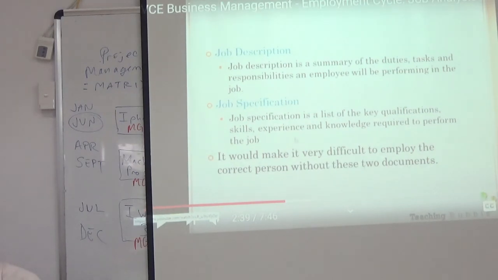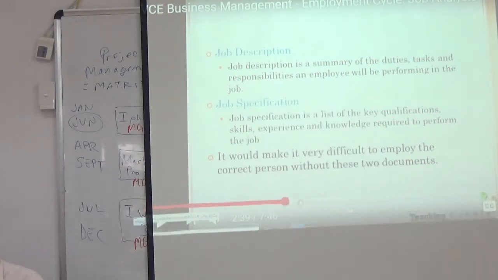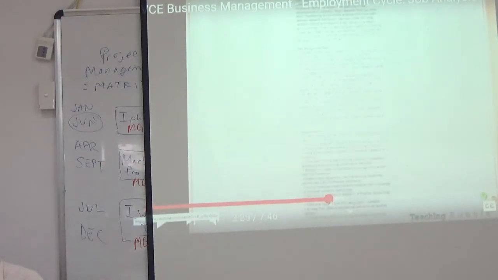So these documents are there to help the person who's looking for employees to know what they're looking for. The job specification is for the HR department, and the job description is for the employee, so they understand their job. That's important. I would highlight that, and I'll put this video up.